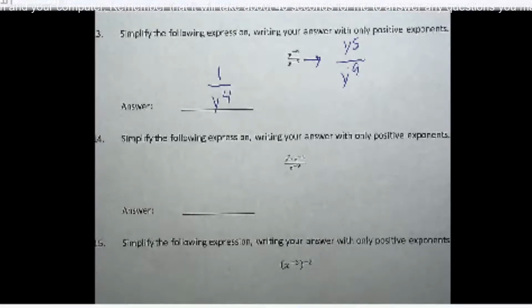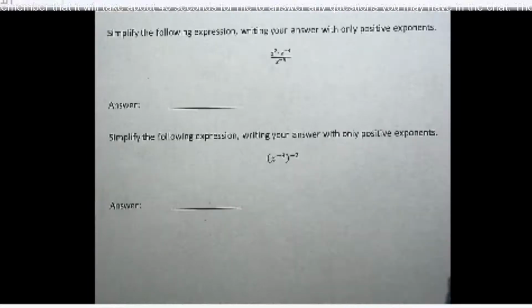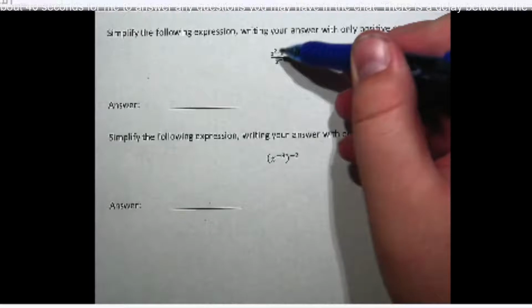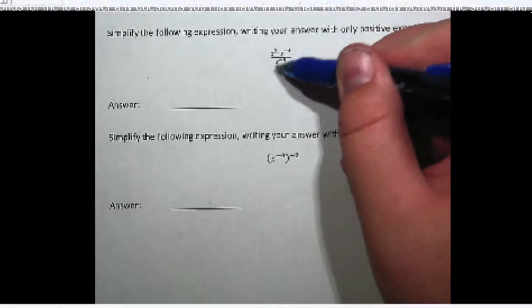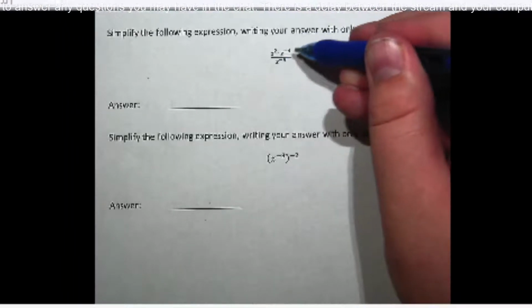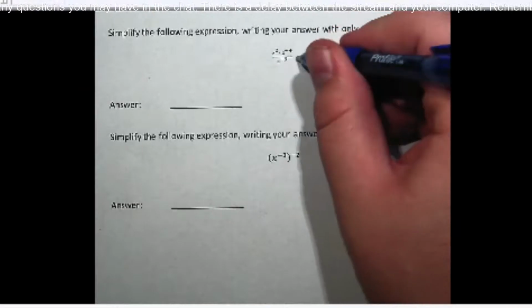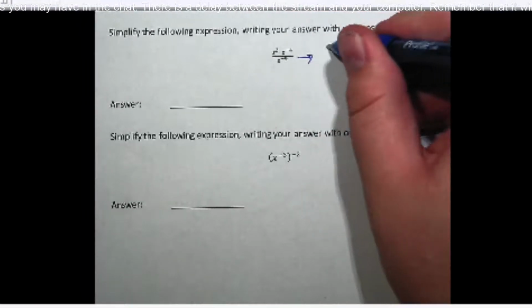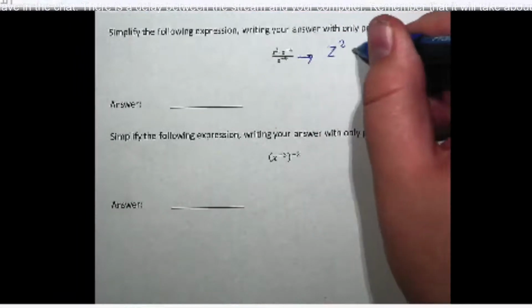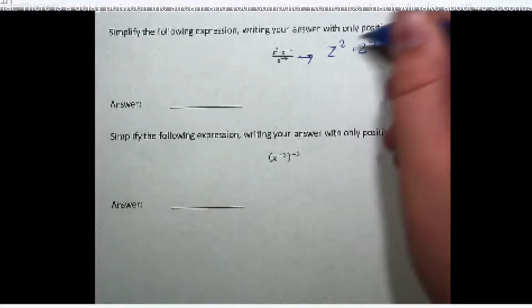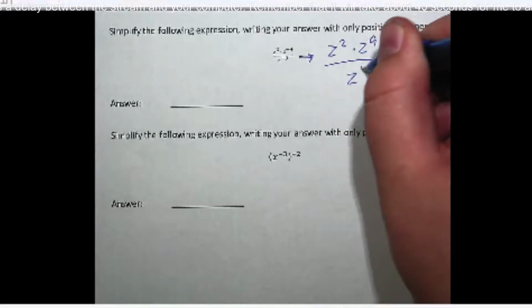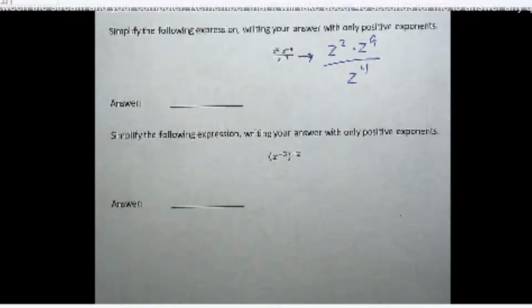Okay, just a few more. Again, this one's got negative exponents. I don't want to deal with them, so I'm going to just flip them. So we've got z to the 2nd times z to the negative 4th over z to the negative 9th. Flip the negative 4th and the negative 9th. We've got now z to the 2nd times z to the 9th all over z to the 4th. Let's see, z to the 2nd and z to the 9th is going to give me z to the 11th.